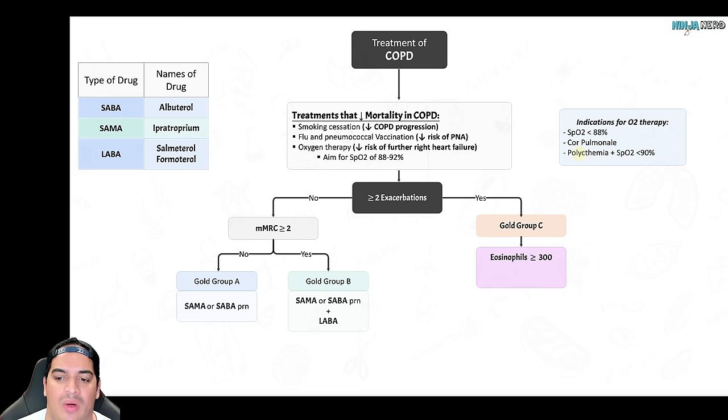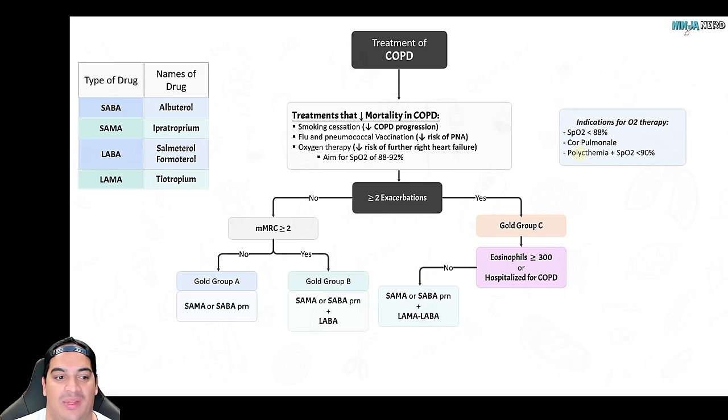So then we have to ask two questions. Is their eosinophil count greater than or equal to 300? And have they been hospitalized for their COPD? If the answer to that is no, it's still pretty bad COPD, all right? And so we definitely need to treat them with a SAMA or SABA, again, either one. But now what we're gonna do is escalate the long-acting bronchodilator. So we're gonna continue with a LABA, but we're gonna add on a LAMA. So a LAMA is going to be something like tiotropium.